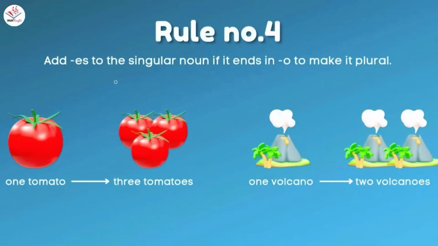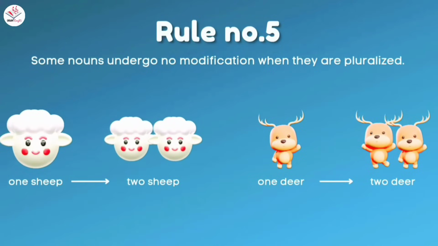Now talk about rule number 4. So you have to add again es to the singular noun if it ends with o. अगर कोई भी singular noun o से end होता है तो उसे plural बनाने के लिए भी हमें उसके पीछे es लगाना पड़ता है. For example, tomato, tomatoes. Volcano, volcanoes. That's so easy. Potato, potatoes. So there are some nouns which will not undergo any change. मतलब जिसका सिंगुलर और प्लूरल नाउन दोनों सेम रहेगा.